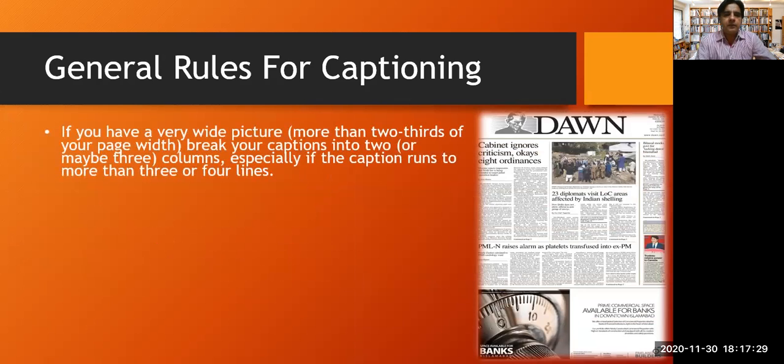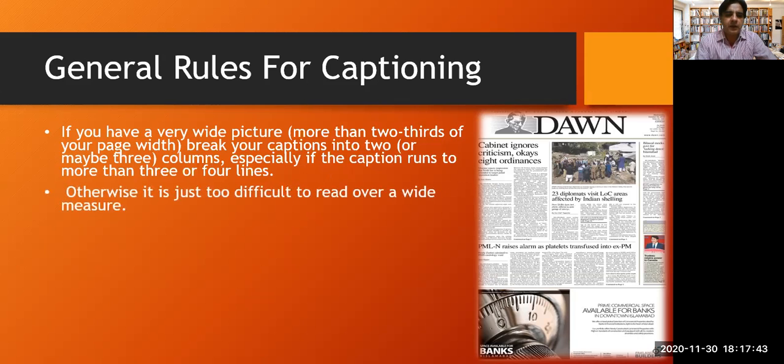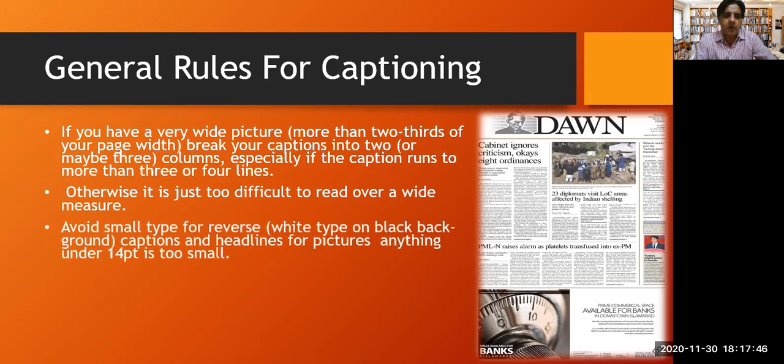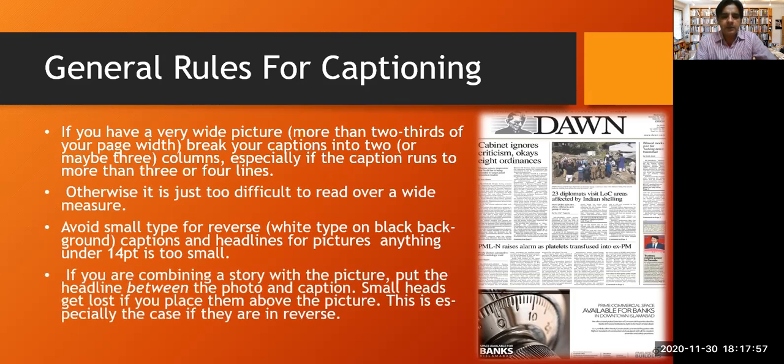If you have a very wide picture, more than 2/3 of your page width, break your captions into 2 or maybe 3 columns, especially if the caption runs to more than 3 or 4 lines. Otherwise, it is just too difficult to read over a wide measure. Avoid small type in reverse, white type on black background. For captions and headlines for pictures, anything under 14 point is too small. If you are combining a story with the picture, put the headline between the photo and caption. Small heads get lost if you place them above the picture, especially if they are in reverse.